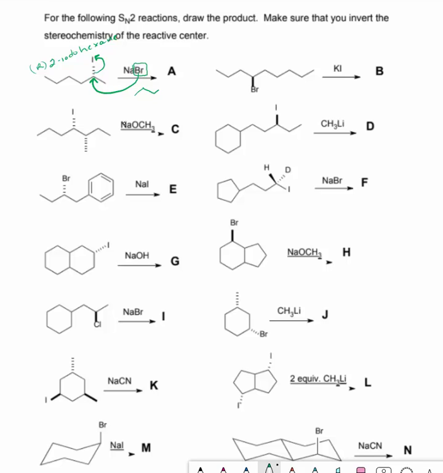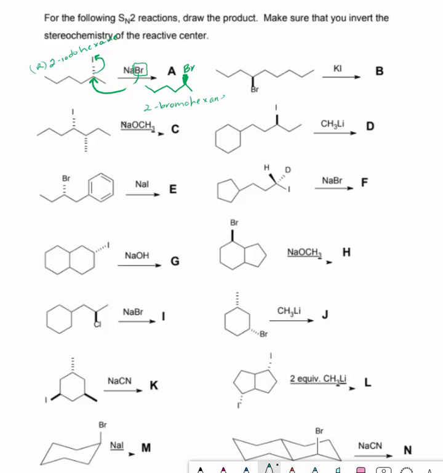So when we are done, we should have 1, 2, 3, 4, 5, 6. Let's draw it the same orientation. Like that. We will have bromine being attached on a wedge. And the reason it's on a wedge is because the original heteroatom was on a dash. So that's how we can tell the stereochemistry. Now we can name this.